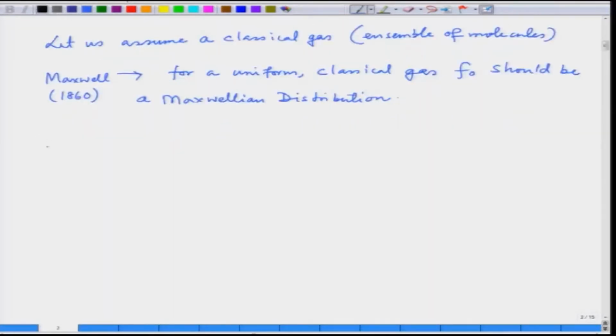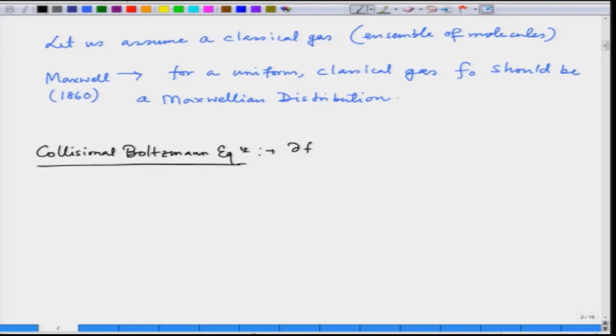So, the collisional Boltzmann equation will give us del F del T plus u dot gradient of F plus A, where I just write A as the acceleration which is F by m, dot the velocity space gradient acting over F, is equal to the collision integral. This is the collision integral, okay, the whole integral.